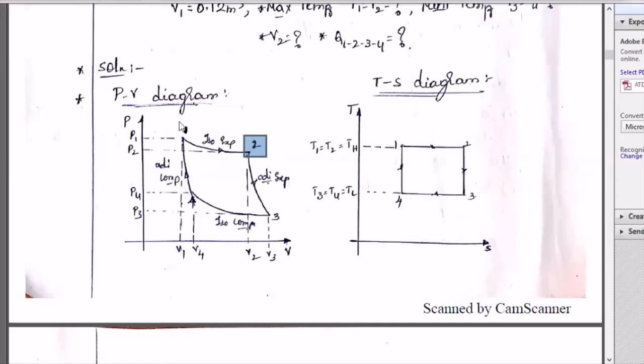If point 1 needed to be found out, I cannot calculate it by using the 2 to 3 process. Always I have to go for the 1 to 2 process. So for 1 to 2 and 2 to 3, where point 2 is what I have to find out, 2 is common for both processes, isothermal expansion and adiabatic expansion. Now how to find out V2?